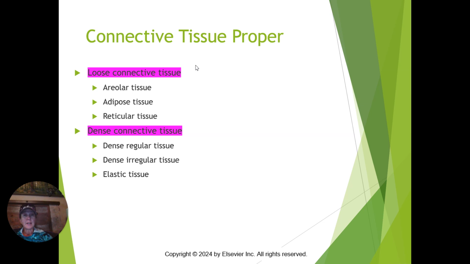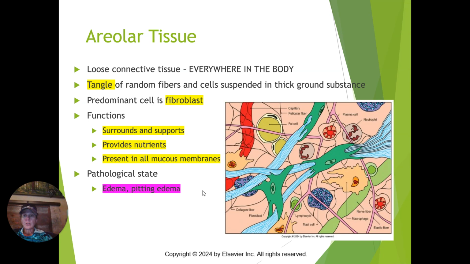So when we classify connective tissue, we can classify it just like we can classify epithelial tissue. It is generally either considered loose connective tissue or dense connective tissue. Loose has 3 types, dense has 3 types. Now with our loose connective tissues, areolar tissue is probably the largest contributing factor to loose connective tissues. You can truly find areolar tissue everywhere in the body.